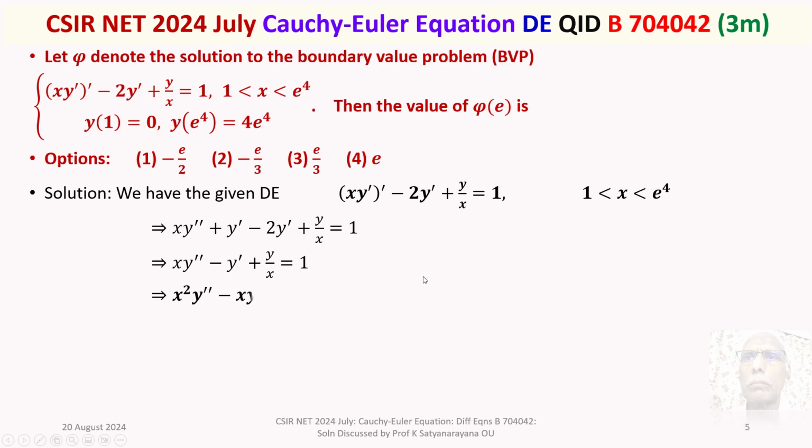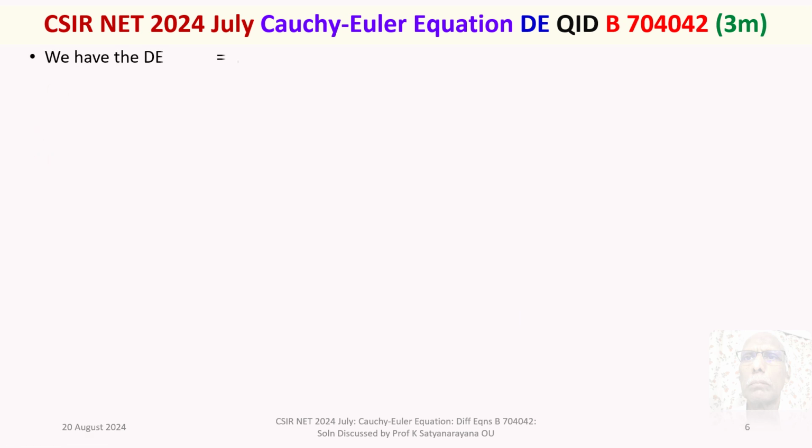Multiplying throughout by x, we get x square y'' minus x y' plus y is equal to x. Let's call this equation 1. We continue the discussion in the next slide. Right, we have this differential equation, and look at it carefully. You will come to know that it is a Cauchy-Euler differential equation. Some people call it a homogeneous linear differential equation also.